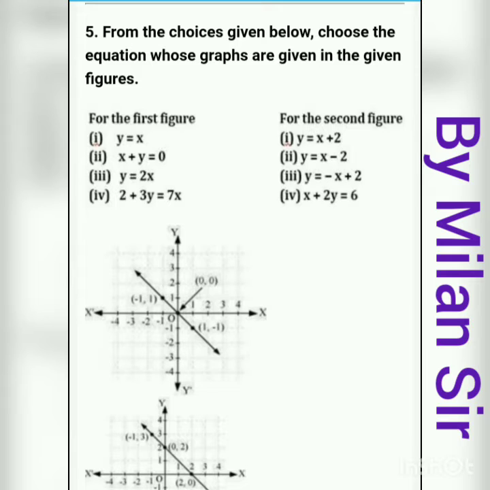Next is question number 5. From the choices given below, choose the equation whose graphs are given in the figures. For the first figure we have 4 options. Now we need to check this first graph. We need to find the correct linear equation of this line. We need to select any one option from here, right?